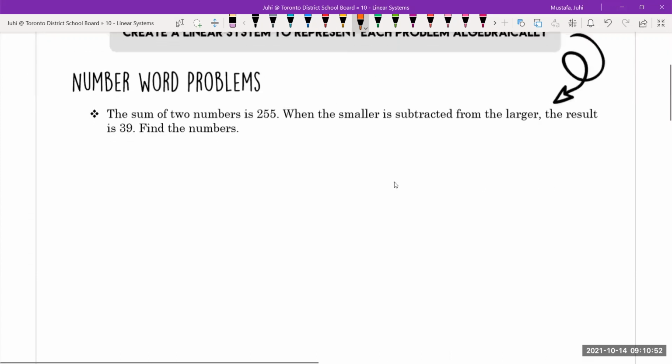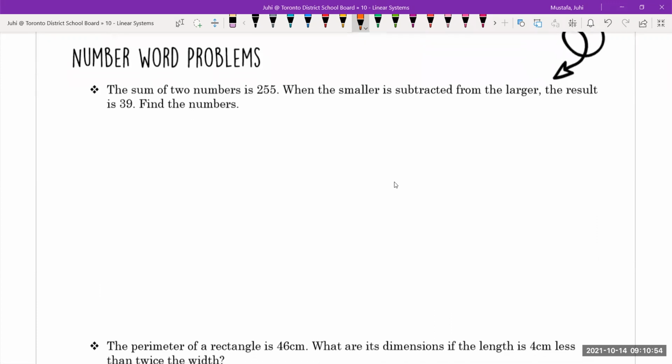And some of these problems, you can probably figure out without doing any math. You can probably just reason it out. But if you do that, then you're actually not creating a linear system and you would not get full marks for it. Okay, so let's look at question number 1.